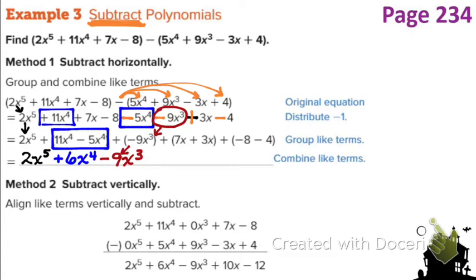Eric, I have x to the 5th, x to the 4th, x to the 3rd. Are there any x squareds? There is none. So what would I move to if there's no x squareds?